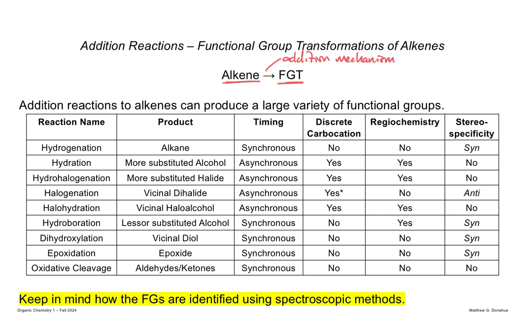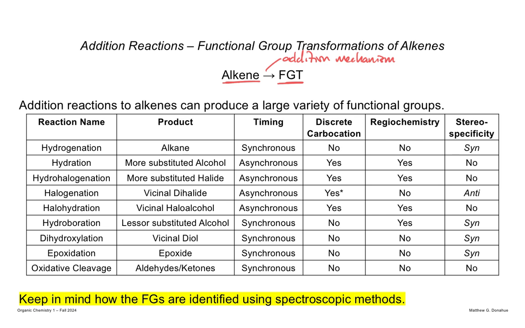For the most part, the names, as you see in the first column, will help you predict what the product is. So hydrogenation, the electrophile is hydrogen H2. You get an alkane, and that's a synchronous reaction. And then the last three, for the most part, generalize if you're forming a carbocation, what the regiochemistry is, and then what the stereospecificity is.